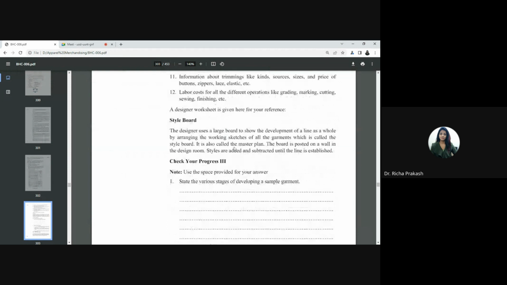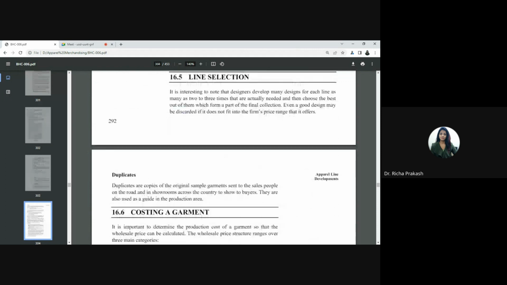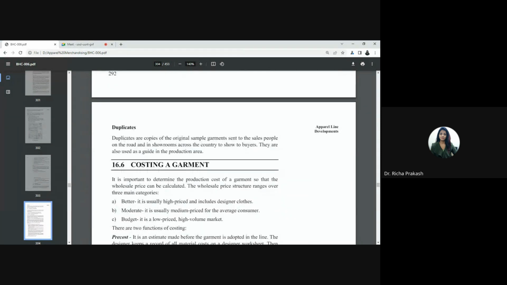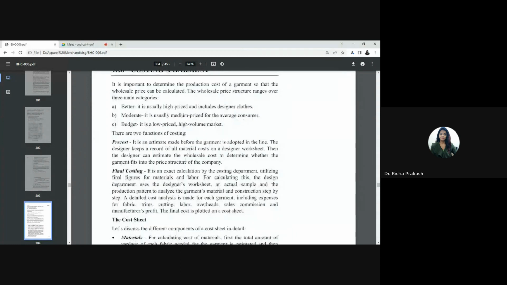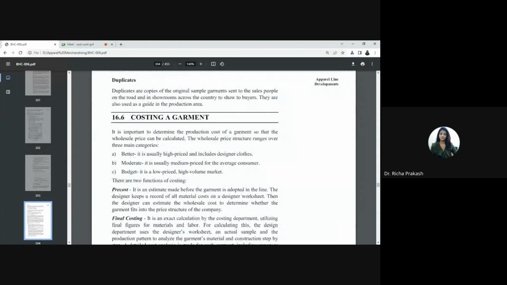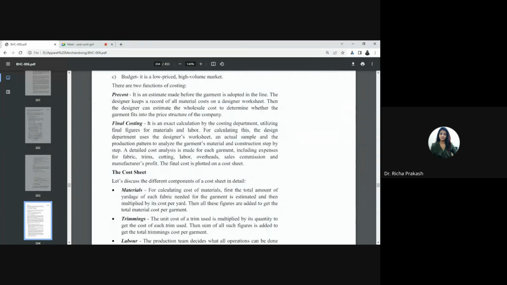Style board, as I had explained earlier, there's a color board, there's a mood board, there's a concept board. The same way there's a style board. The moment you see that board, you'll get what style of the garment that one is making. Line selection, how do you select the collection that you're going to make. Costing of a garment, how is it done?